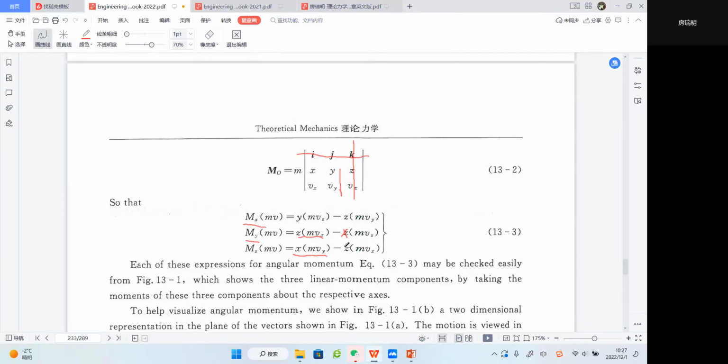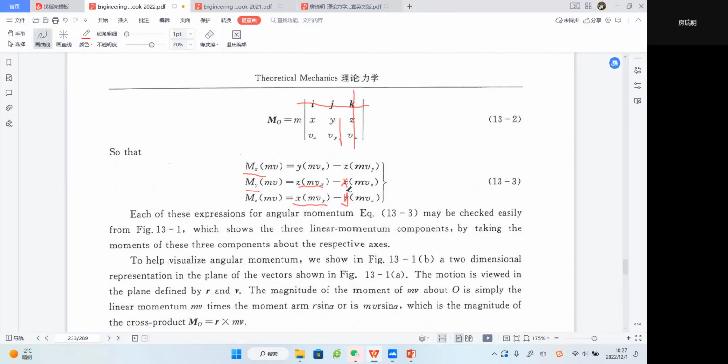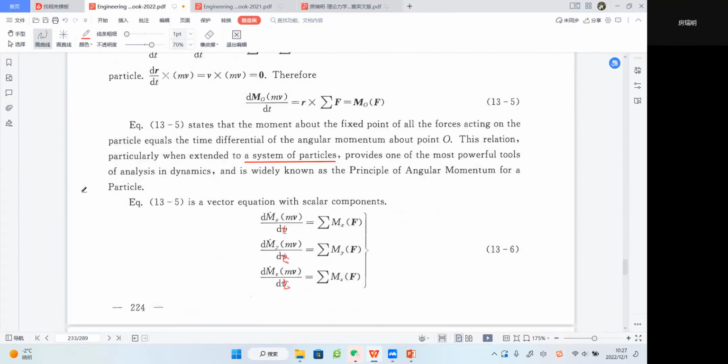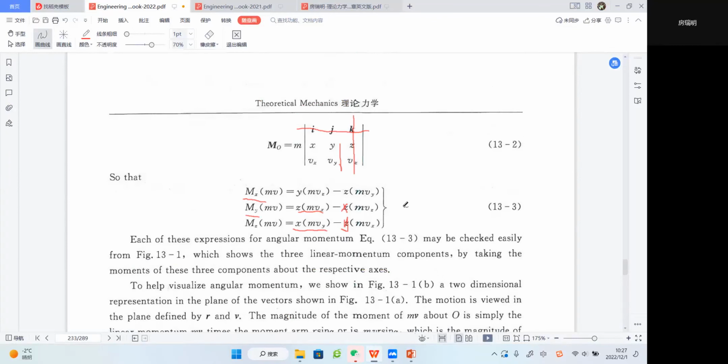So here is another error. If you have your textbook PDF, remember you should turn to page 224 and change this expression. Actually, I'll tell you how to do the calculation.